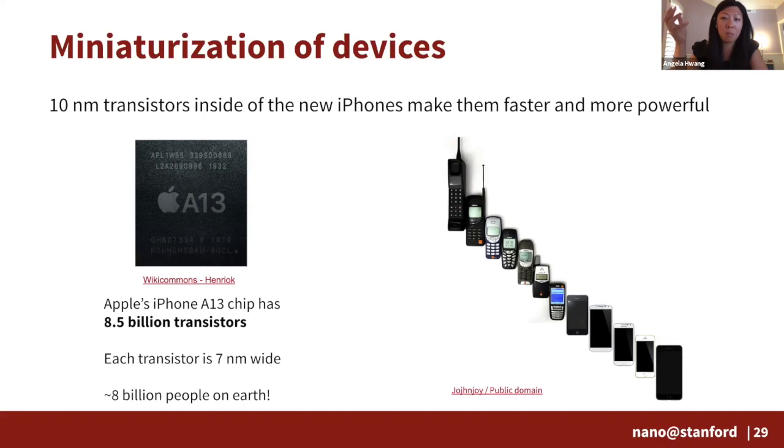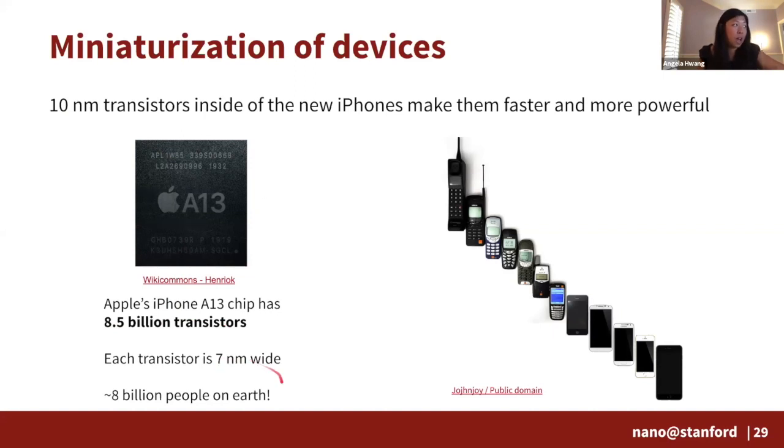Phones used to be much dumber. And part of the reason why is because the transistors that they had inside of those devices were very large. So they could only fit a certain amount onto the chip itself, the microchip, the brain of the computer. So now we're pushing limits around 10 nanometers, which is super tiny. So inside of your phone, you have billions of transistors. For example, the newest iPhone is about 8.5 billion transistors, and each of those transistors is about 7 nanometers wide.